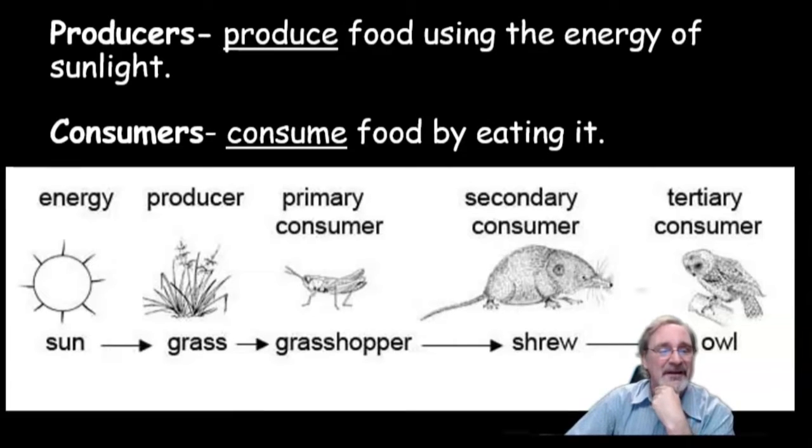So let's draw a little food chain here, if you don't mind. Get your paper, and whatever I draw, you have to draw. So here we have a food chain we're going to draw. There's a lot of different possibilities of what we could draw, but let's just go ahead and draw.